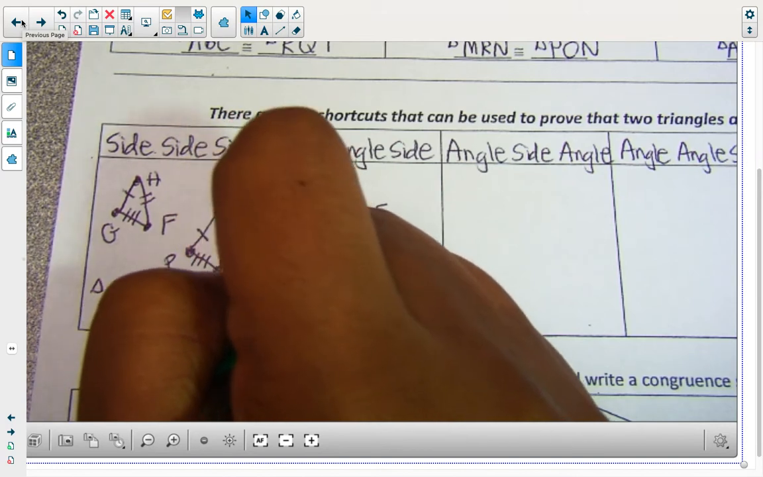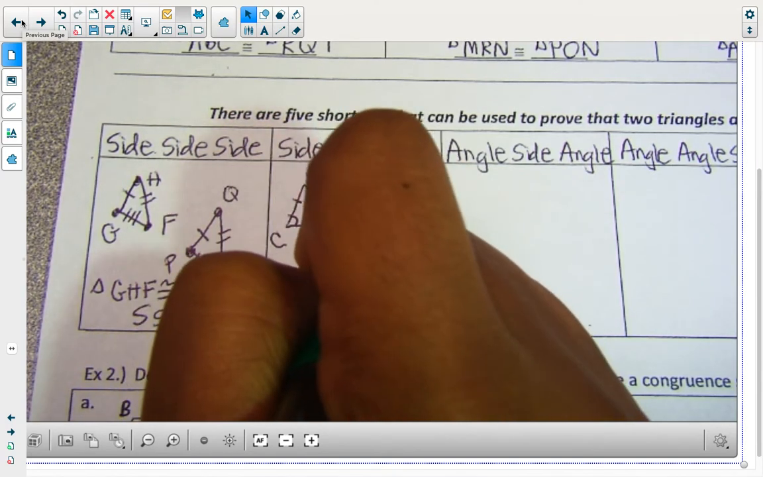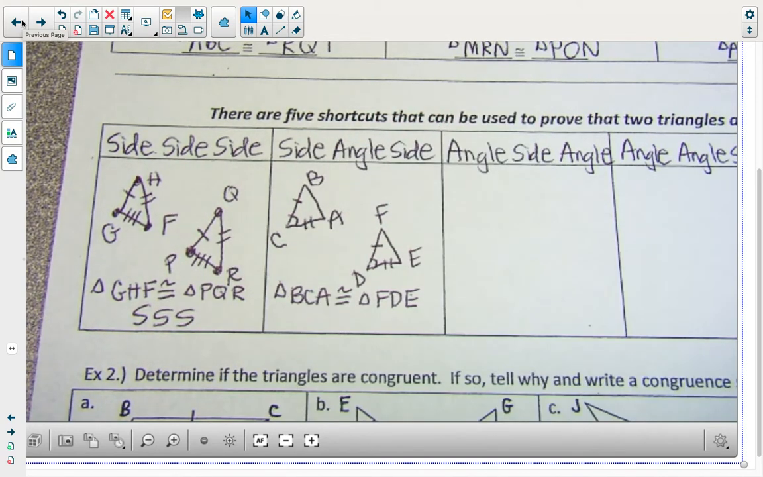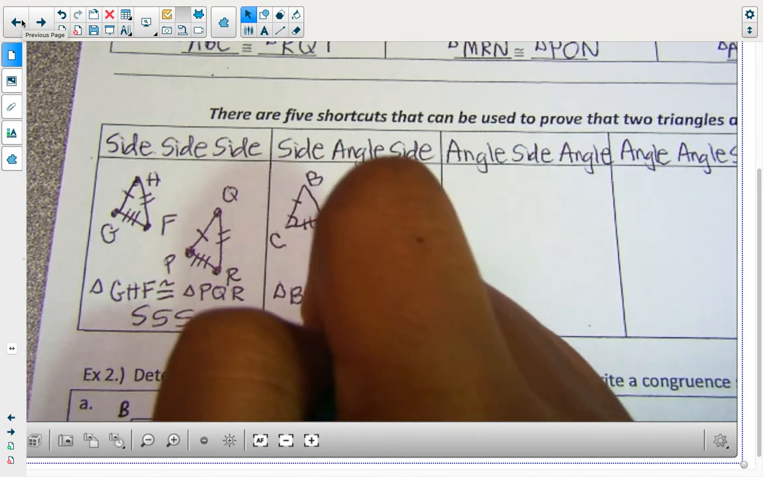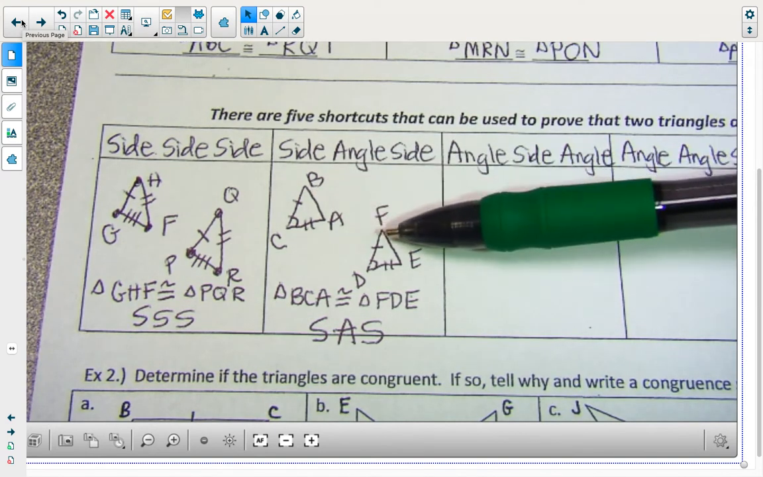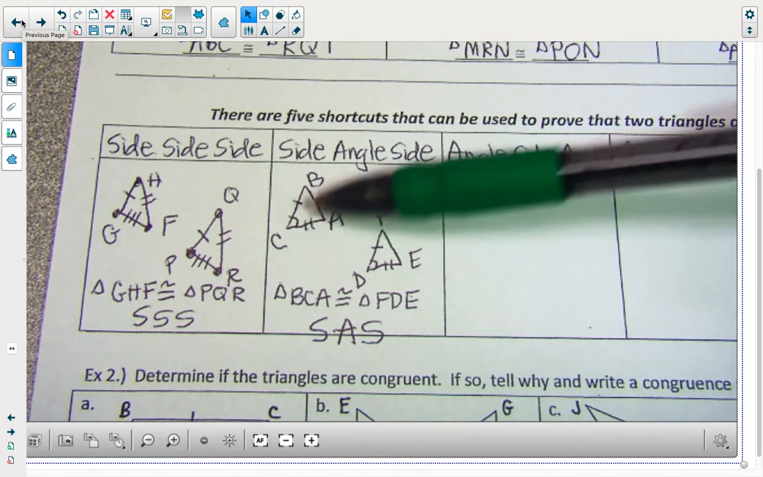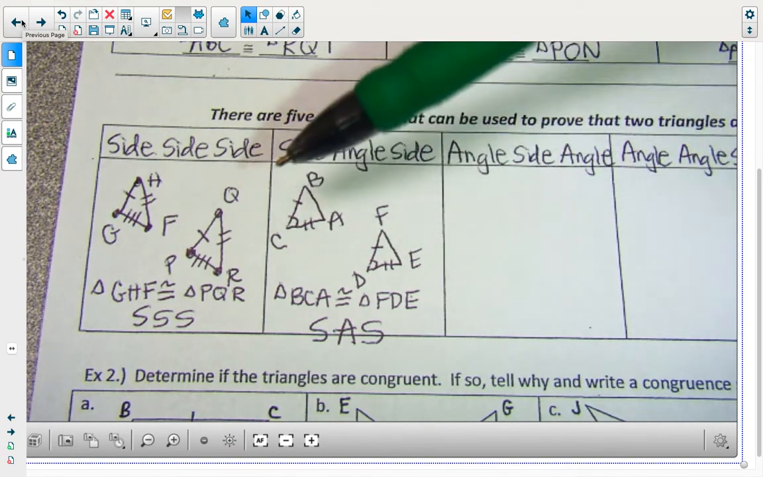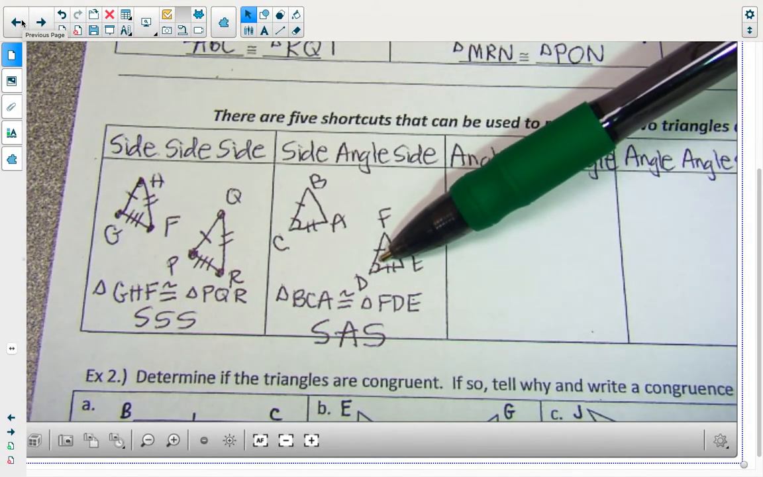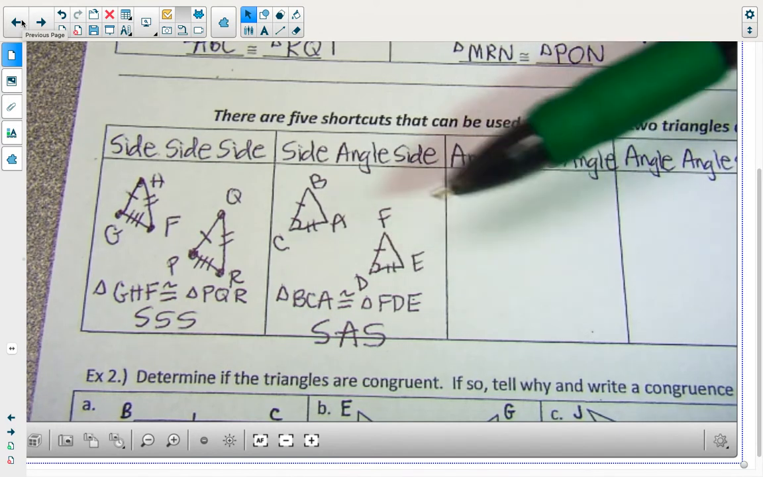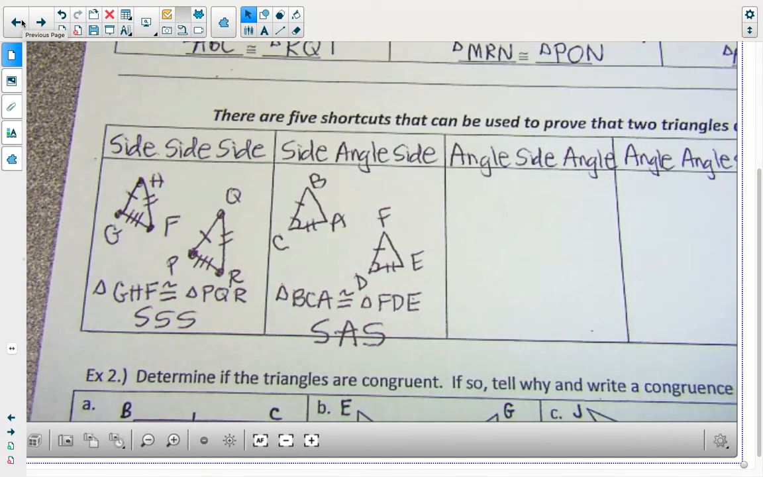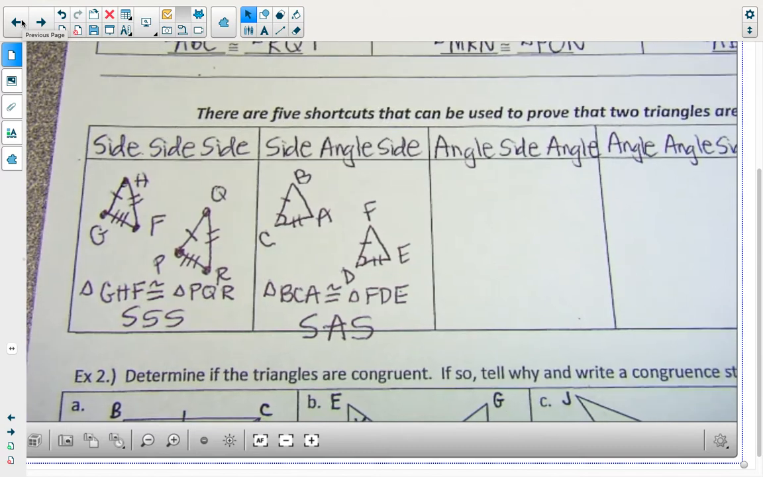So triangle BCA is congruent to triangle FDE. So these 2 triangles are congruent by side, angle, side. And I know it's side, angle, side because they share an included angle, so the angle has to be between the 2 sides. This angle is between side BC and CA, and this angle is in between side FD and ED. So the angle has to be between the 2 sides. So these 2 triangles are congruent by side, angle, side.